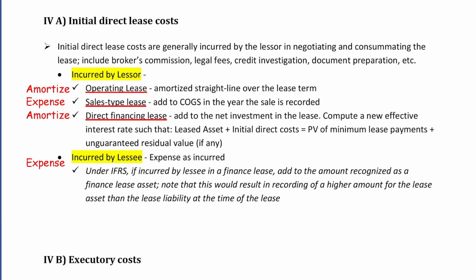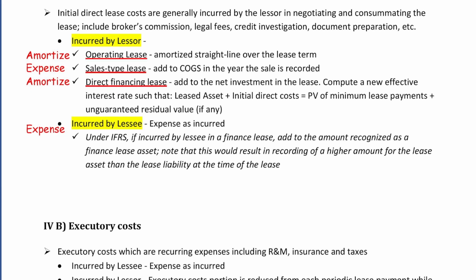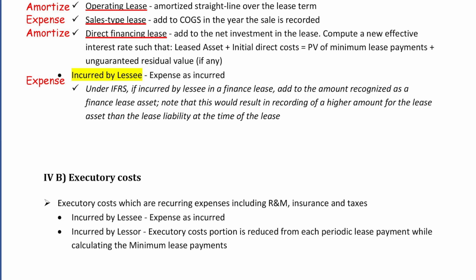Now the second half of this page, we're looking at executory costs, recurring expenses like repairs, maintenance, insurance, taxes. Executory costs are an expense both for lessor and lessee. So write there expense.